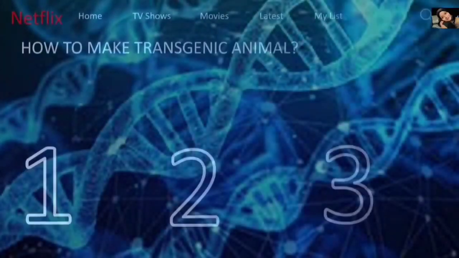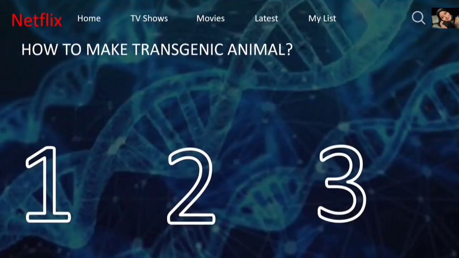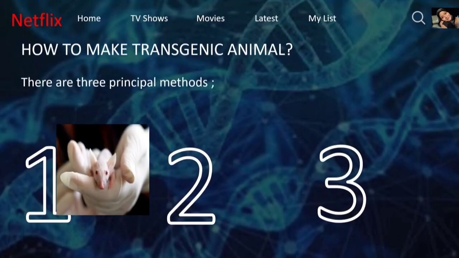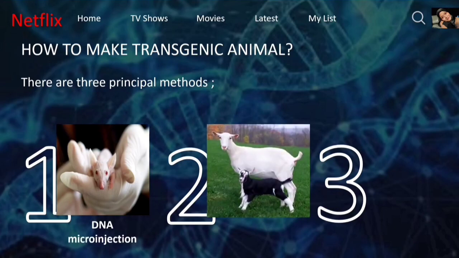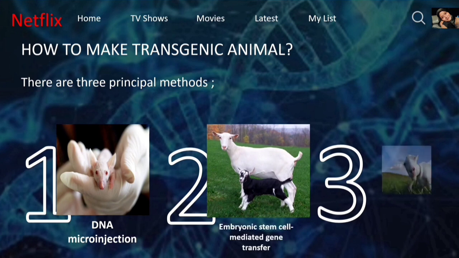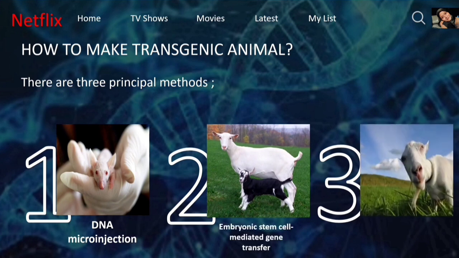Today I would like to talk about how to make a transgenic animal. There are three principal methods: the first is DNA microinjection, the second is embryonic stem cell mediated gene transfer, and the last is retrovirus-mediated gene transfer.